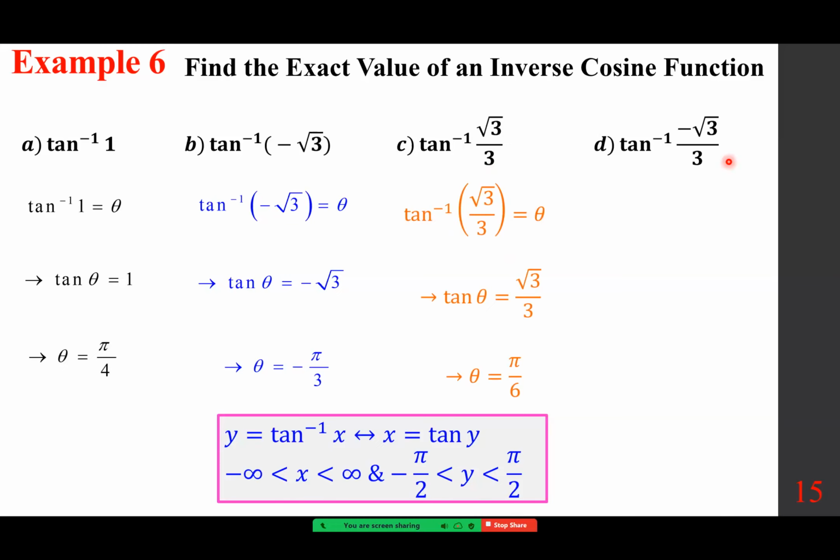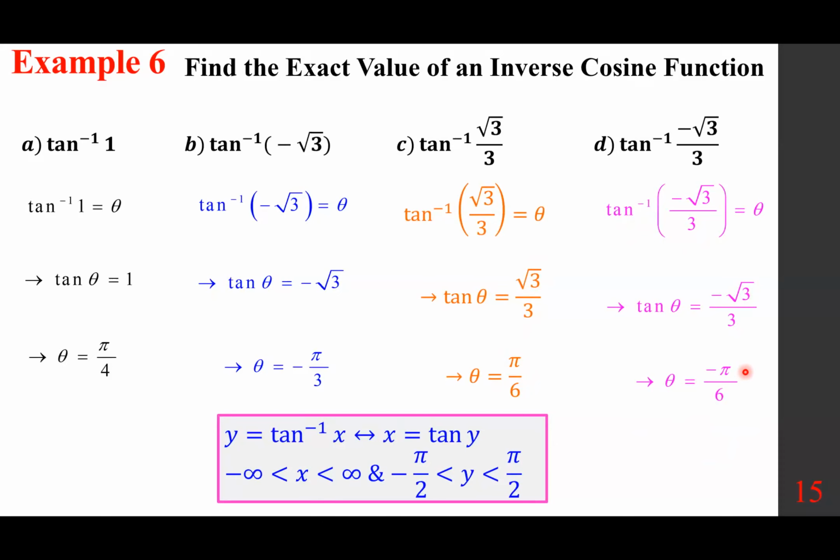Last one, we do the same thing, set it equal to theta. By definition, tan of theta must be minus square root of 3 over 3. If this was pi over 6, this must be negative pi over 6. Fourth quadrant. Because of the restriction we put on theta to be between negative pi over 2 and positive pi over 2.